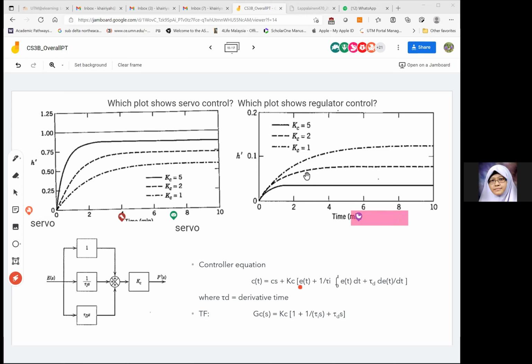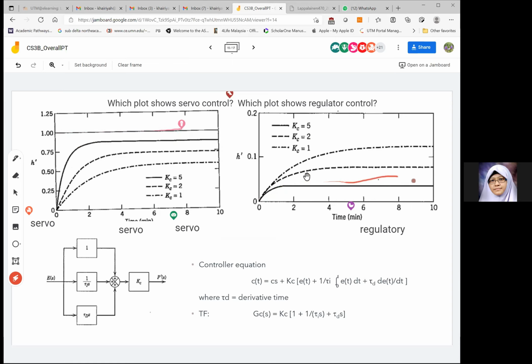Why do you say it's servo? Actually, it's very easy. You can see the new set point, and the response is trying to reach the set point. The higher the KC, the smaller the offset. But there's still offset, because this is just P control. And for this one, there's no set point change. So obviously, this is a regulatory problem.